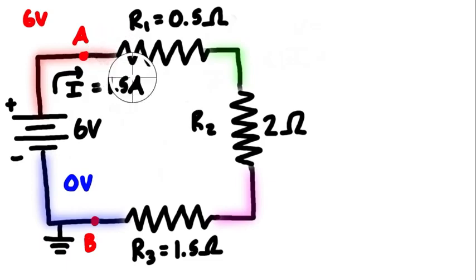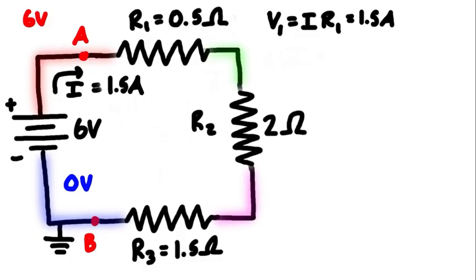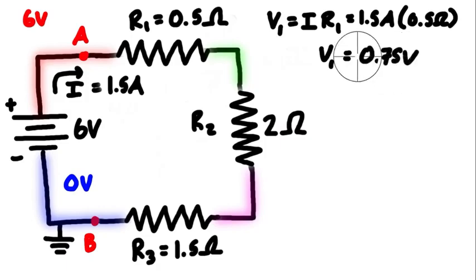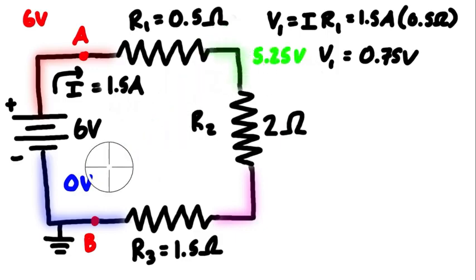When we come from this point to this point across this first resistor, we can find the individual voltage drop here, also using Ohm's law. So V1 is equal to I R1. We have 1.5 amps times 0.5 ohms. That gives us the voltage drop across resistor 1 to be 0.75 volts. So it's a drop of 0.75 volts. That means we have 6 volts here, and it's going to drop by 0.75 for 5.25 volts, which is the voltage of this whole green node with respect to ground.